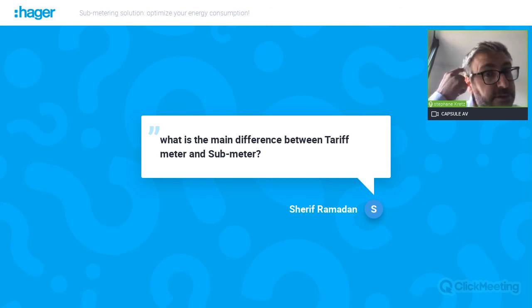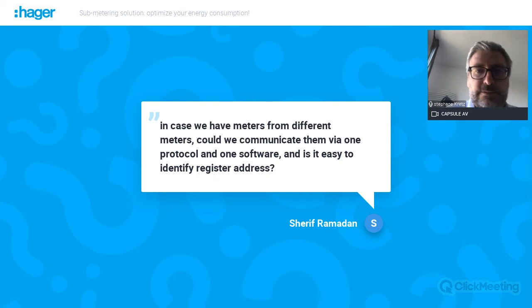As I said, sub-meters are used in order to understand what is happening in your installation and link to your usage and where you are using the energy. So it's more to go into the detail. It's yours. So it's more linked to this.